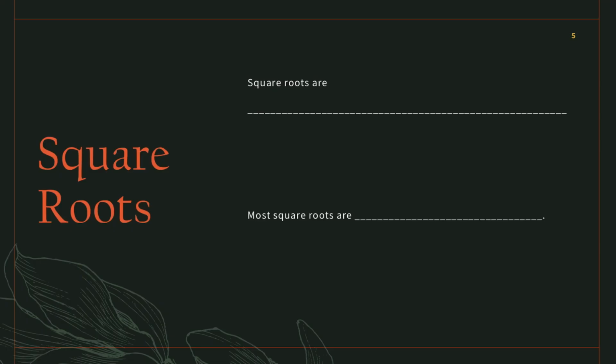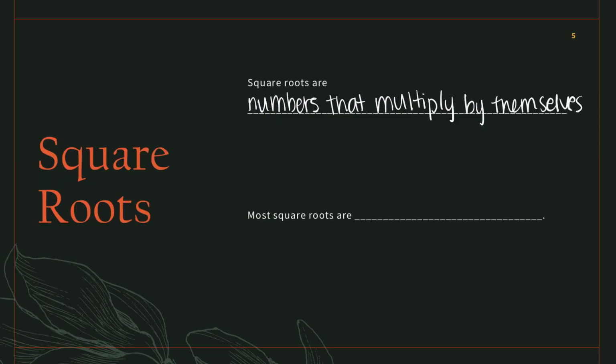The reason we use the square root of 2 is because it's the first square root that doesn't go into anything else. The square root of 0 is 0, the square root of 1 is 1, the square root of 2, irrational. Just a reminder again, square roots are numbers that multiply by themselves to make the original radicand.